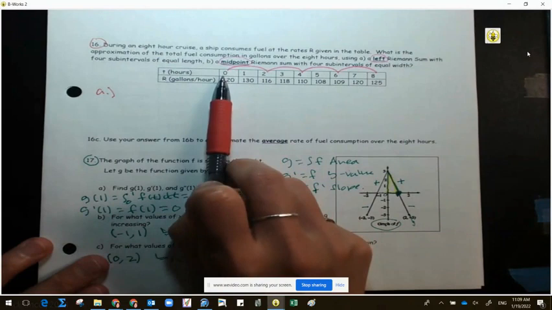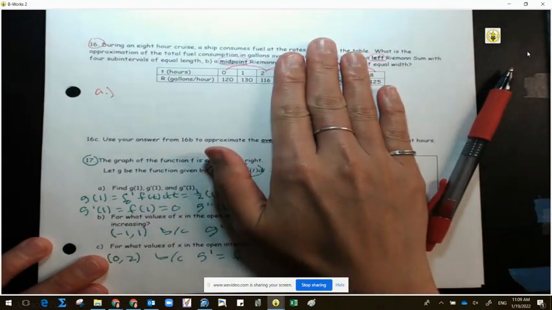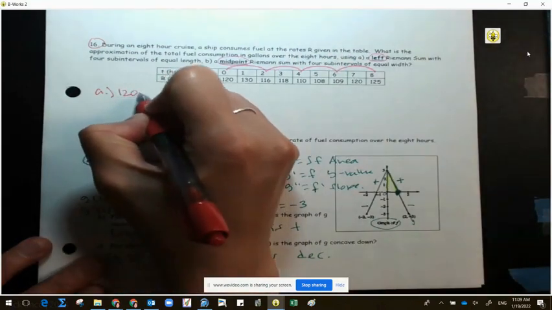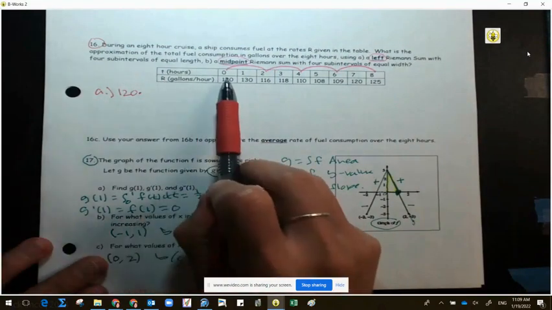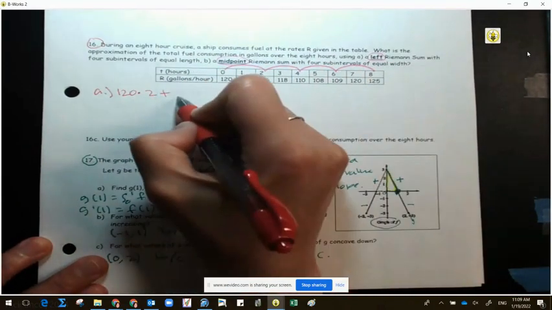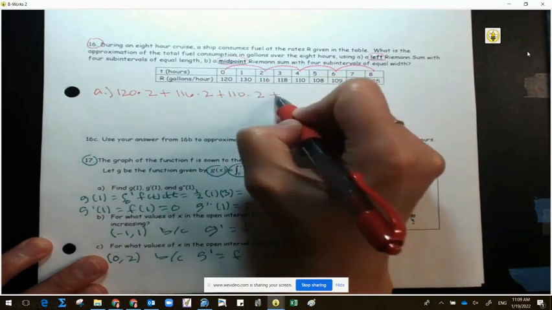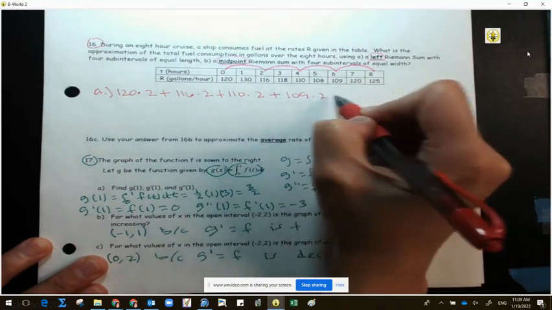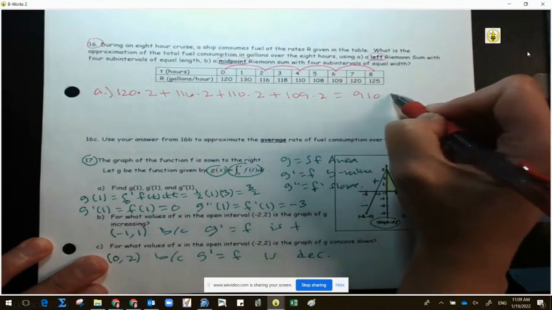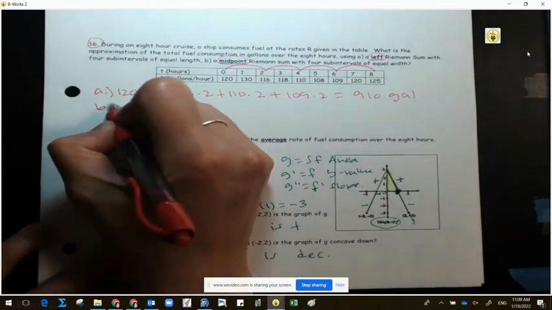So between this table right here, so if I cover everybody except that one, what's the leftmost number I see? 120. And I need to multiply by how many I'm jumping. I'm jumping each one by how many? 2's. So let's keep going then on the next one. 116 times 2, 110 times 2, and 109 times 2. And that's going to give us 910 gallons. Everyone good with that?